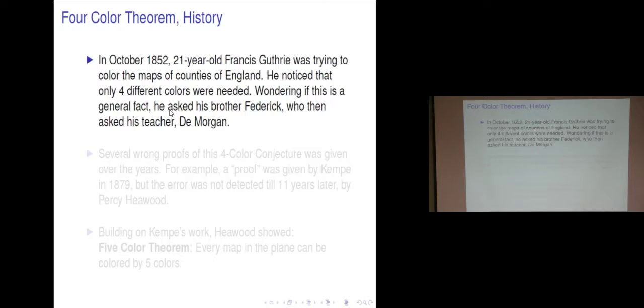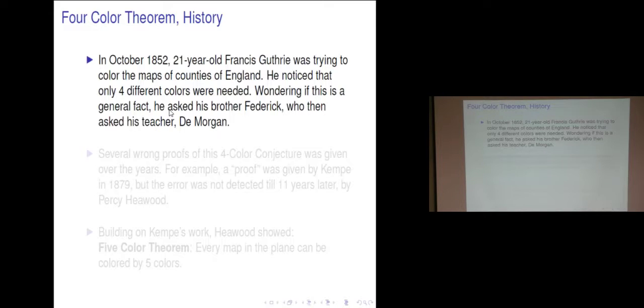There's a guy called Guthrie, who was trying to color the map of counties of England. He's English. He noticed that only 4 different colors were needed. I didn't type all these things. So you color a map, right? You have a map of England there, and the map of England was divided into different portions, counties.